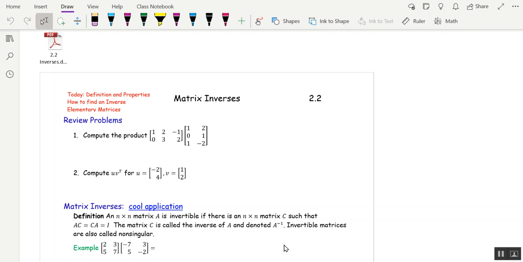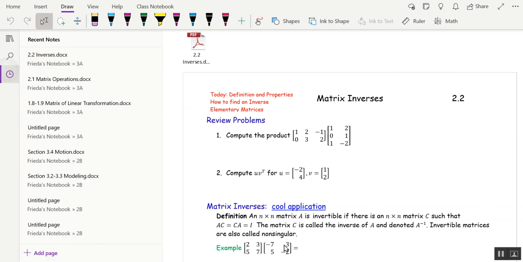This is section 2.2. Today we're going to talk about inverse matrices. First we're going to define them, and then we're going to talk about how to find them, and then we're going to talk about something called elementary matrices. Let's start with some review from last time.